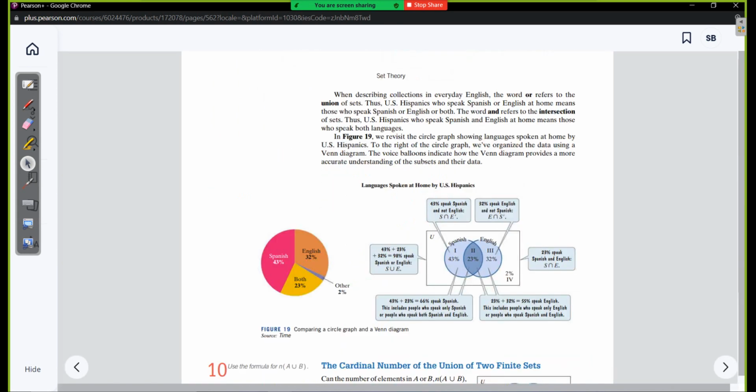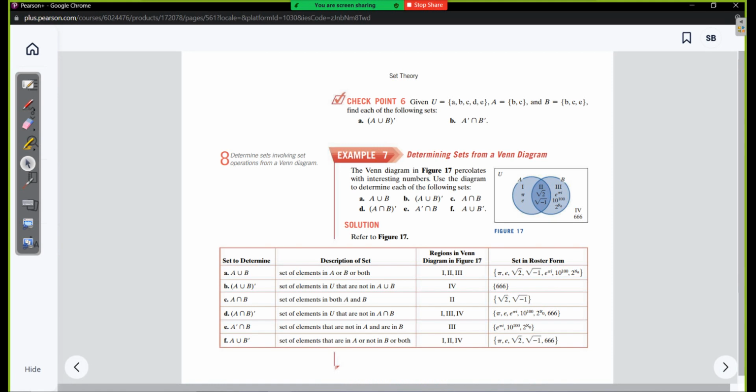Cardinal number. Okay. So example 7. We're going to find, I guess, even more stuff. So let's go ahead and punch through this. Seems like a lot.